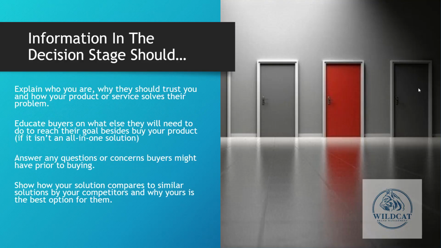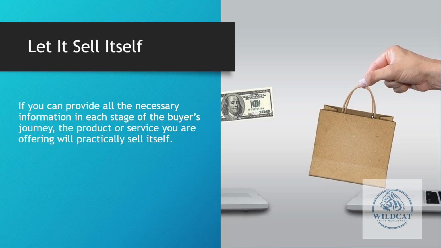In the decision stage, you should explain who you are and why you deserve their trust as a company. You're working to educate them about what else might be involved in solving their problem if they choose your solution. You're also answering detailed questions about your product like compatibility and more. You might compare your solution to the direct competitors to let them see the detailed differences. You are showing them a buy button at this stage. You have provided the information that your buyer needs at this stage, and your product should practically sell itself.